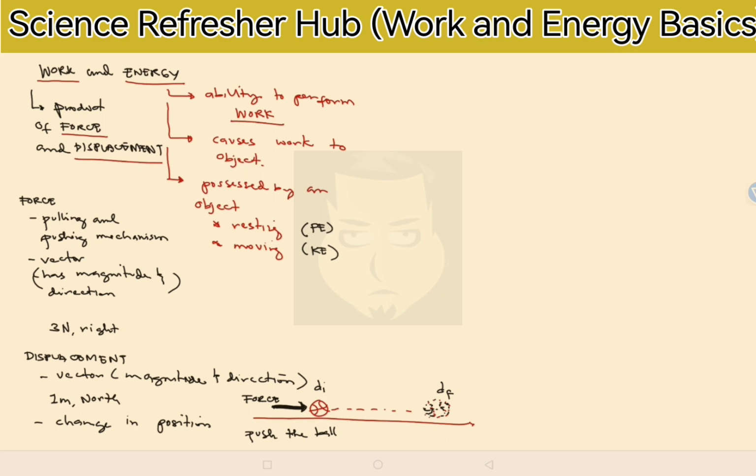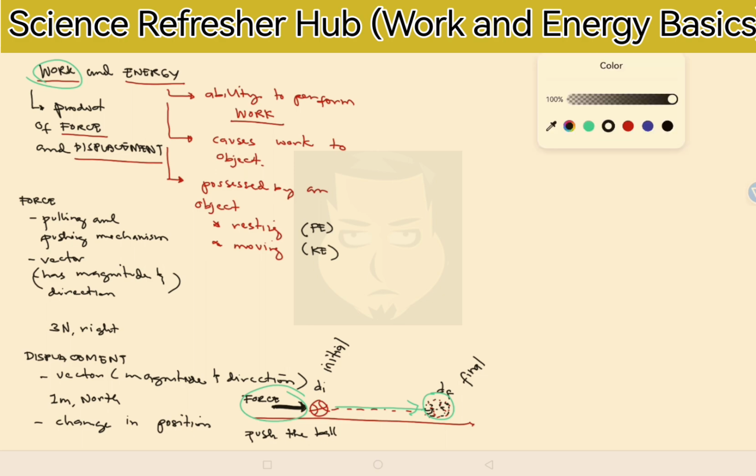D sub i is our initial displacement, starting point, and then D sub f is the final displacement. So we have a change in position because of force. So that's work. When there is force applied to the object, and then the object moves or accelerates or changes position, that's definitely work in physics. When there will be force and then the object moves, there is work.